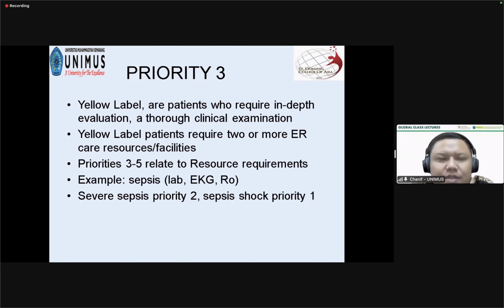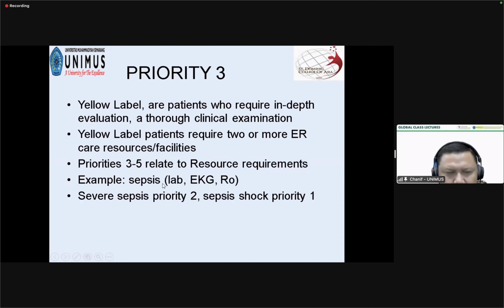And then the level 3. Level 3, the original model using the yellow color. Yeah, it is for patients who require in-depth evaluation through clinical examination, and patients who require two or more resources in the hospital. Priorities 3 to 5 are related to resource requirements.